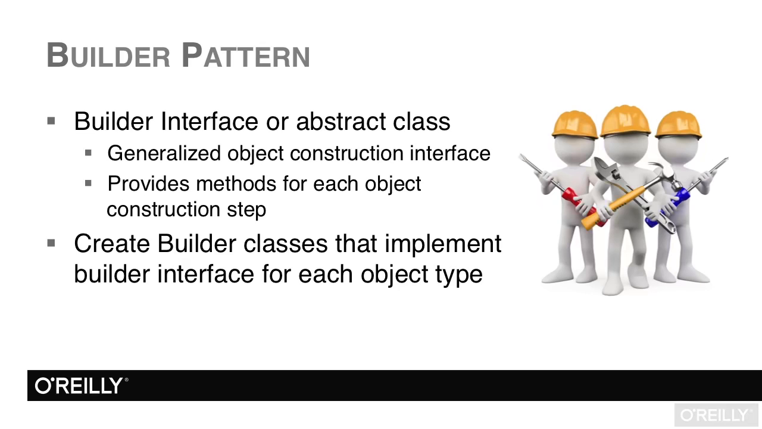We then create builder classes that implement the builder interface for each object type. So if we're building up SQL Server database objects, we would have a corresponding SQL Server builder class that inherits from our more generalized abstract builder class. And it would implement the methods in each step that was required to build up our SQL Server database.